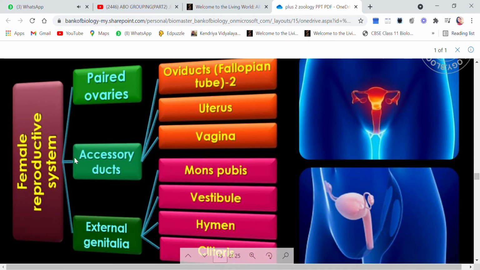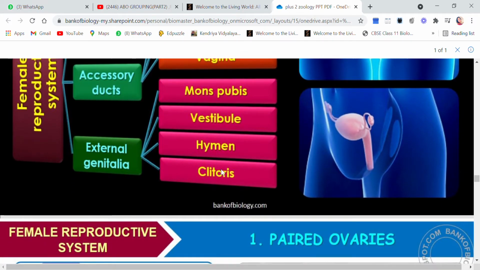Then we have accessory ducts, oviducts, also known as fallopian tubes. They are two in number, both towards the right and left. Then we have the uterus and vagina. All three of them are accessory ducts. Then we come to the external genitalia: mons pubis, vestibule, hymen and clitoris. So these are the main parts of the female reproductive system.